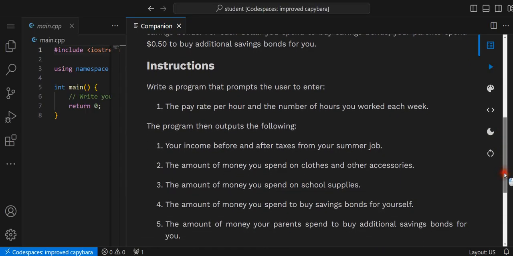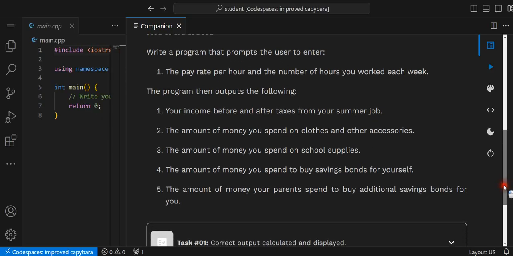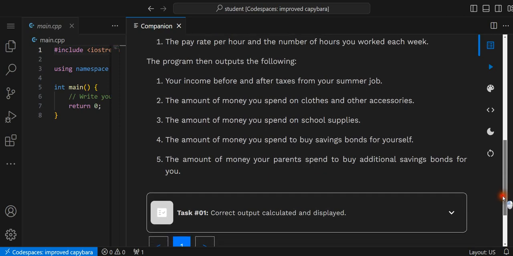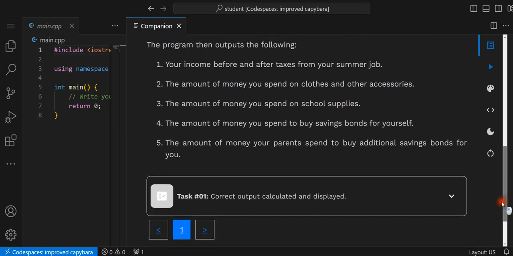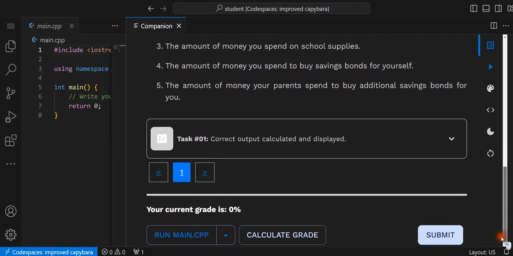Write a program that prompts the user to enter the pay rate per hour and the number of hours you worked each week. The program then outputs your income before and after taxes from your summer job, the amount of money you spend on clothes and other accessories, the amount of money you spend on school supplies, the amount of money you spend to buy savings bonds for yourself, and the amount of money your parents spend to buy additional savings bonds for you. Correct output calculated and displayed.